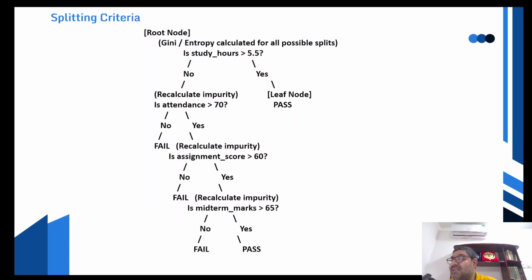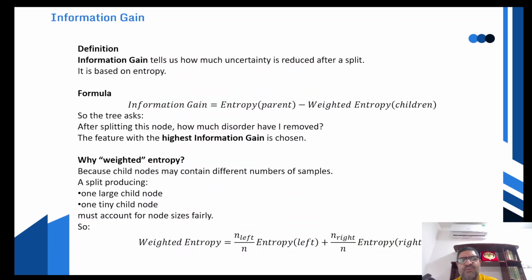So that is how this gets calculated, and it will be either the application of Gini impurity or entropy, one of these two, on the basis of which it will be going.